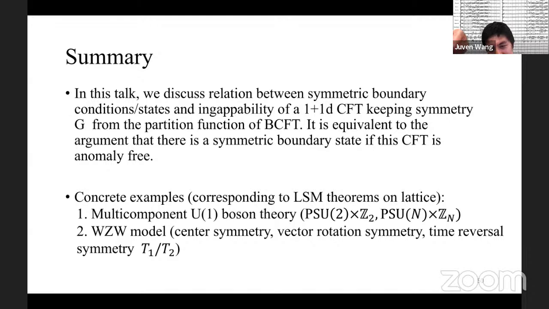because the Z4, if you extend Z2 to Z4, then the Z4 is free of anomaly, and yet it does not admit a symmetric boundary state. And the reason you say it does not admit a symmetric boundary state is because the generator of that Z4 permutes the two boundaries.